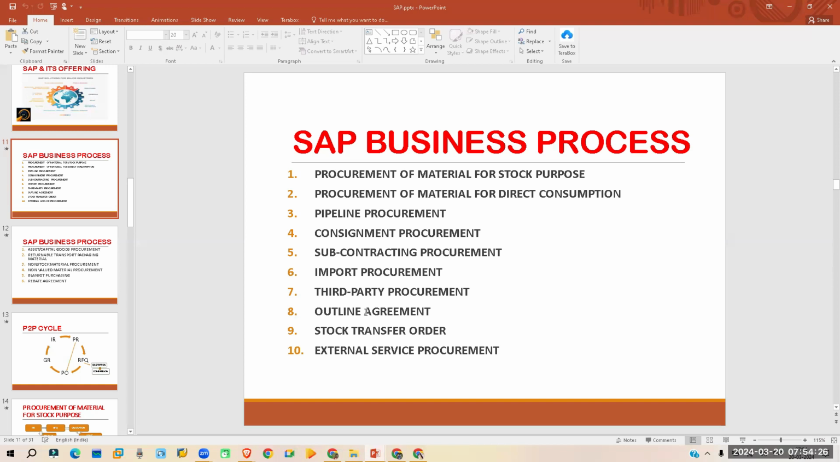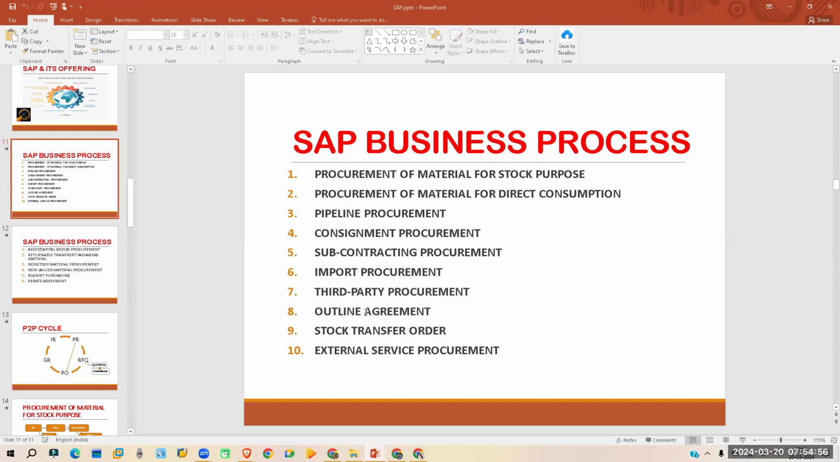Mostly, if we remove the pipeline procurement, so pipeline procurement is basically for the oil and gas industry, or any kind of big manufacturing industry, let's say the steel manufacturing industry, or the power plant or anything. They will be using this pipeline procurement for consumption of, let's say, air or oil or gas or oxygen.